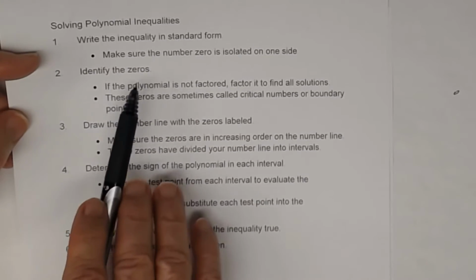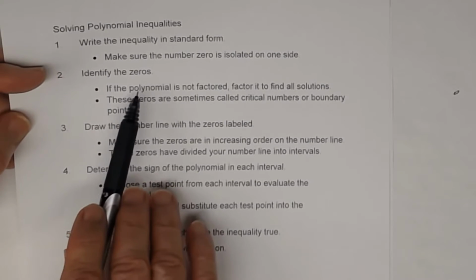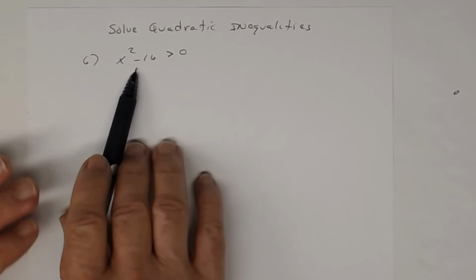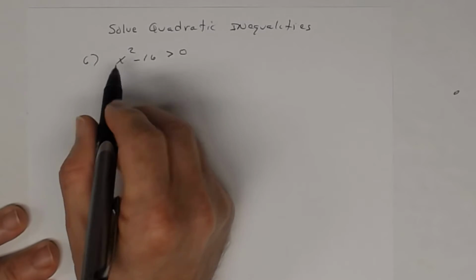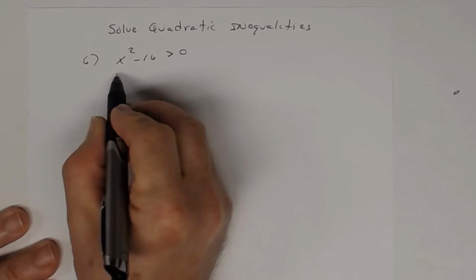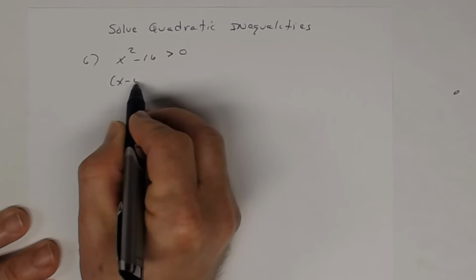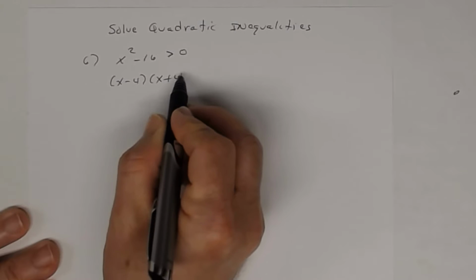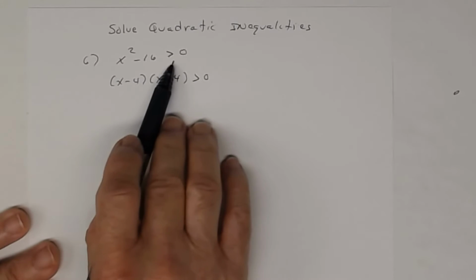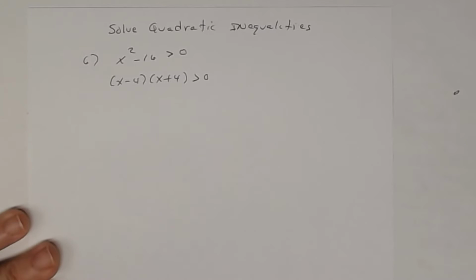Then the next thing you want to do is identify the zeros. To identify the zeros, you've got to make sure it's in factored form first. So in this case, let's go ahead and factor this. All of our problems are factorable. So when I factor x squared minus 16, I get x minus 4 times x plus 4 is greater than 0. Okay? So the solutions to this inequality are going to be the same as the solutions to this.